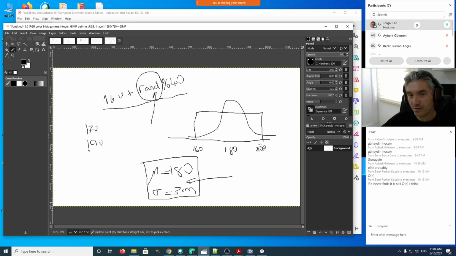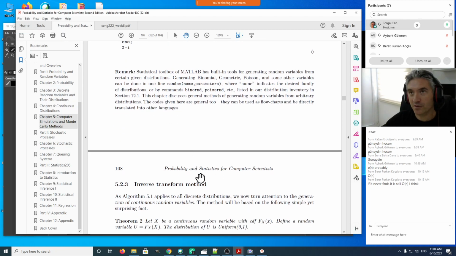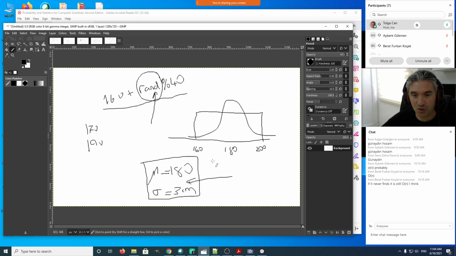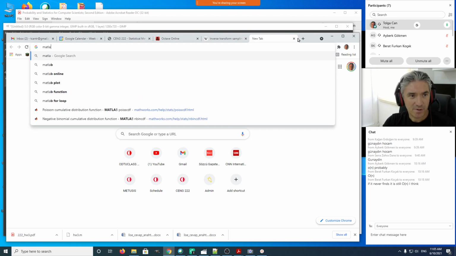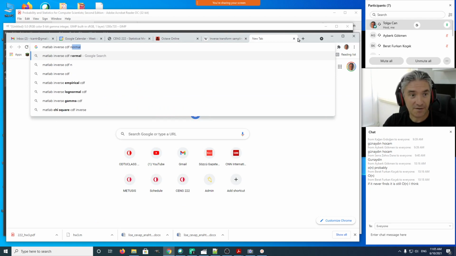So this section is going to be really helpful to sample from continuous distributions. You will be able to sample from a normally distributed distribution if you know, for example, the inverse transform method. The inverse transform method is the first thing we are going to learn, which is if somebody gives you the inverse CDF, if we have the inverse CDF of normal, do we have that in MATLAB? Let's see. MATLAB inverse CDF normal.